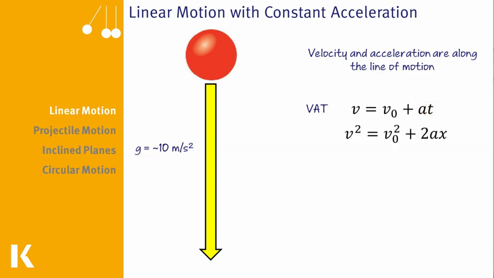VAX is the next equation we'll look at, and notice that it includes a new variable, x, or displacement, and is conspicuously missing t. Thus, when you are given or asked to solve for x, VAT is not going to help much. Likewise, if you don't know or need to solve for t, VAX isn't particularly helpful. This leads to TAX, which is absent final velocity. TAX, as the name suggests, includes t, a, and x.